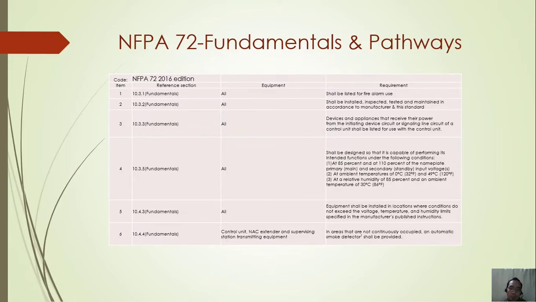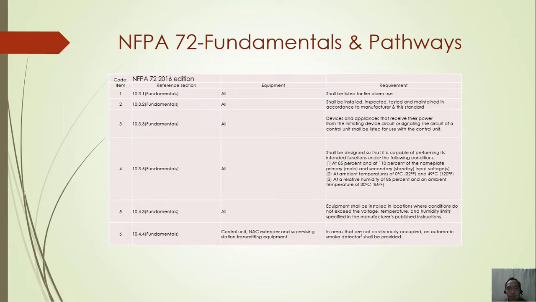First is 10.3.1: fundamentals shall be listed for fire alarm use. So when we have a fire alarm system, make sure that the equipment or devices that we are offering should be listed for fire alarm use. It can be found from the data sheets and catalogs of every fire alarm manufacturer. It's standard that it should be listed, either UL listed or UL FM approved, that is listed for fire alarm use.